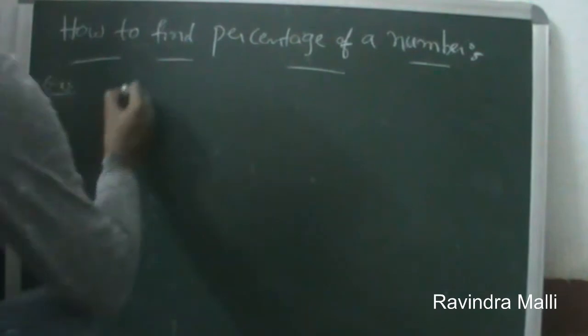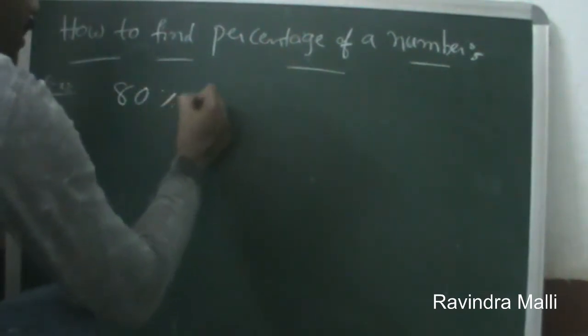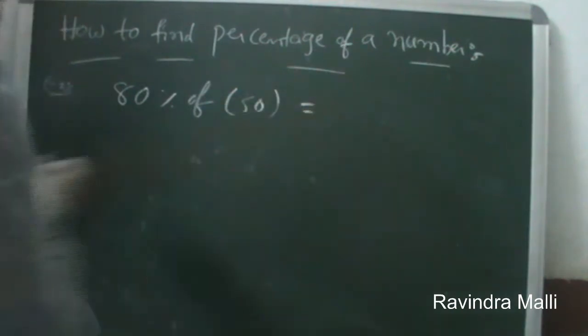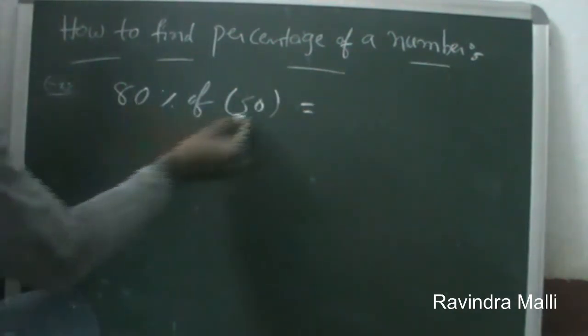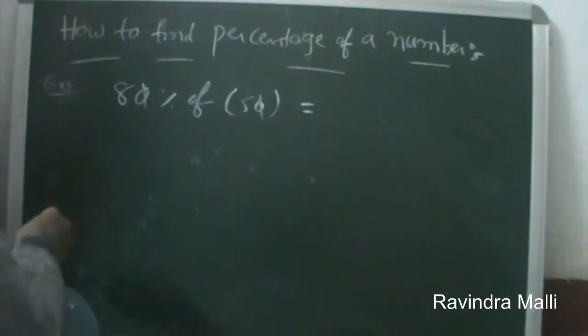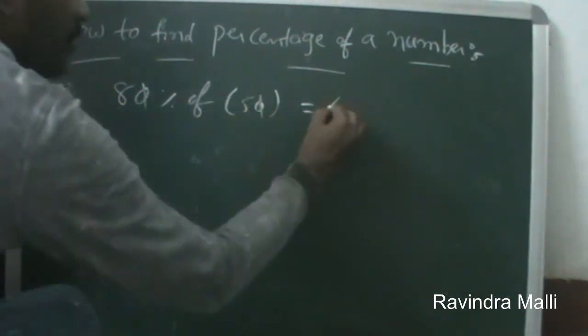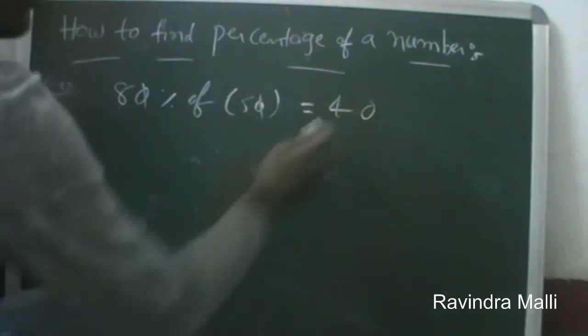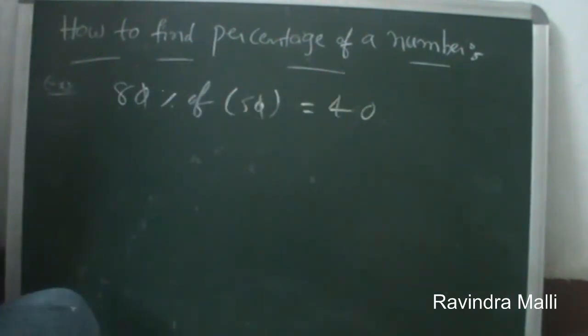Take one more example. 80% of 50. Again you have round numbers, the 0 and 0 cancel out, 8 5s are 40. The answer is 40. 8 5s are 40.